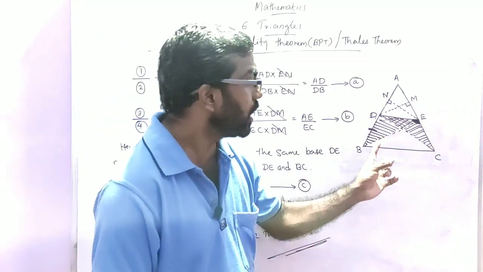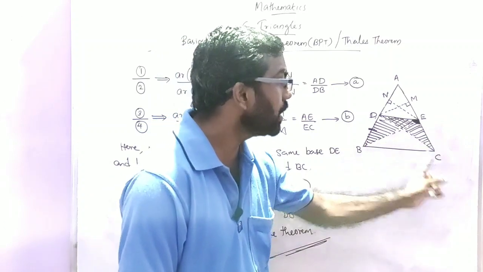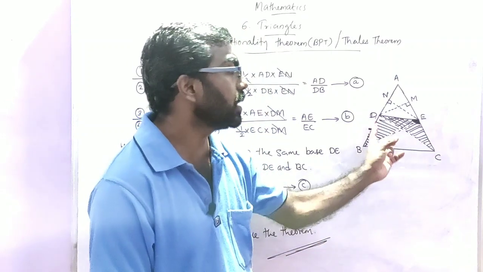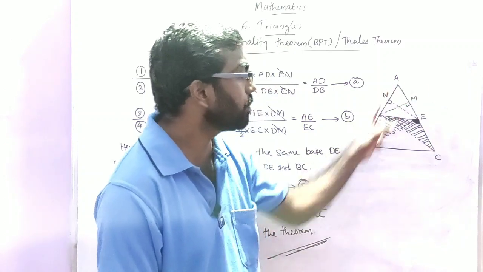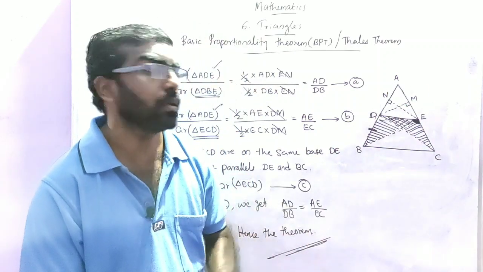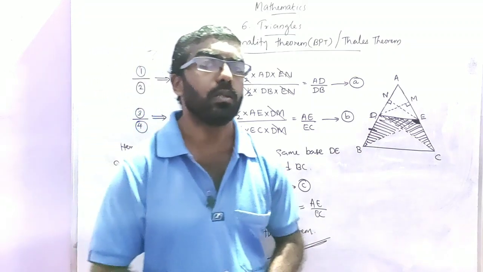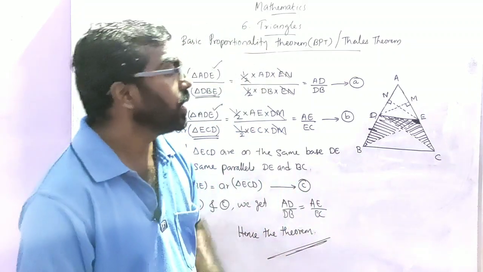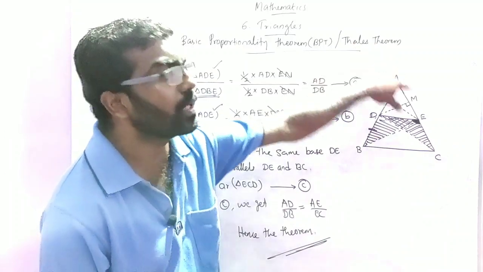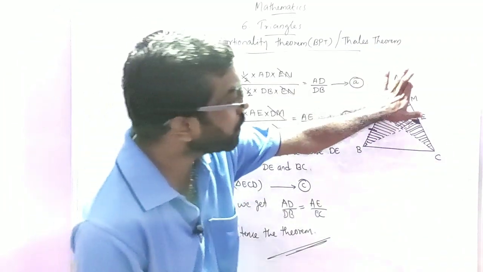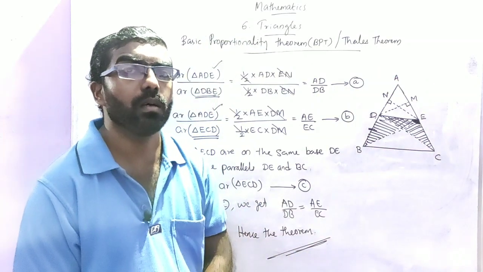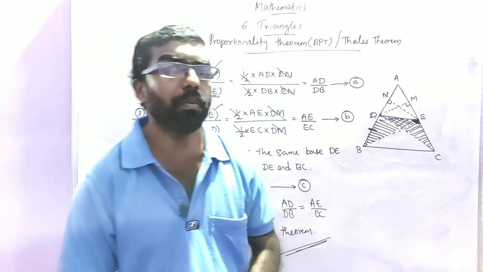Then construction, the helping lines. Here we join BE and CD. Then another construction, draw DM perpendicular to AC, EN perpendicular to AB. That's over. Next, to prove part. To prove means what we have to prove. Here we have to prove the other two sides are divided in the same ratio. That is AD by DB is equal to AE by EC. Then we come to the main part.